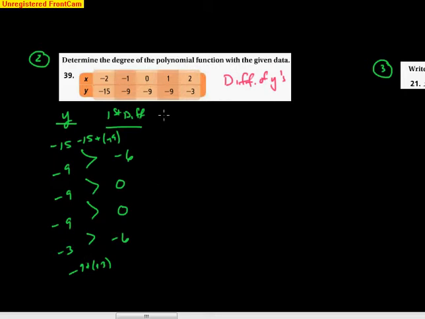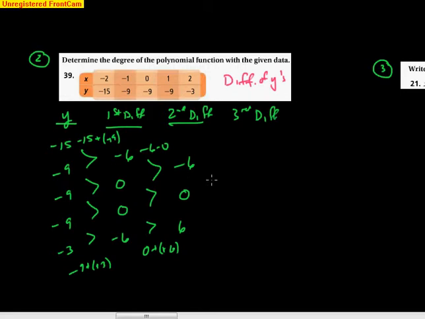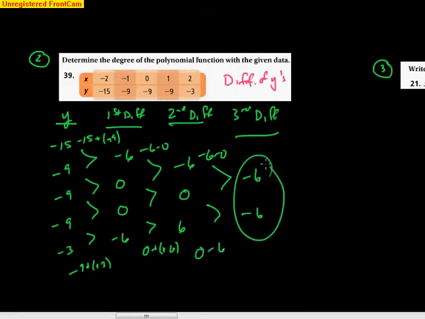Okay, so now we go to the second difference. And again, we do the same thing. Negative 6 minus 0, that's negative 6. 0 minus 0 is 0. 0 minus negative 6, plus plus, that's a 6. So again, second difference is not the same. We do the third difference. Negative 6 minus 0 is negative 6. 0 minus 6 is negative 6, and hey, they are the same.